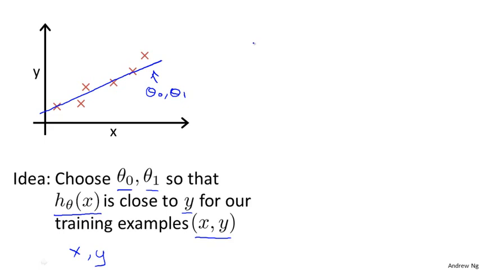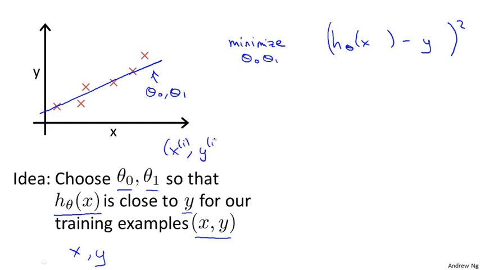Let's formalize this. So in linear regression, I'm going to want to solve a minimization problem. So I'm going to write minimize over theta 0, theta 1. And I want this to be small, right? I want the difference between h of x and y to be small. And one thing I might do is try to minimize the squared difference between the output of my hypothesis and the actual price of a house. Okay? So let's fill in some details. You remember that I was using the notation xi comma yi to represent the ith training example.